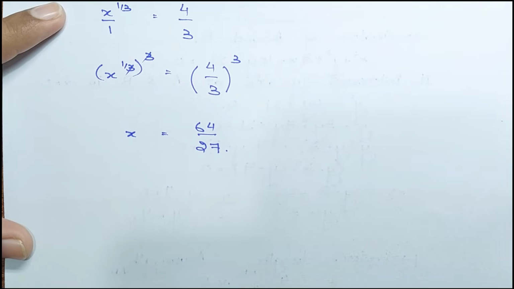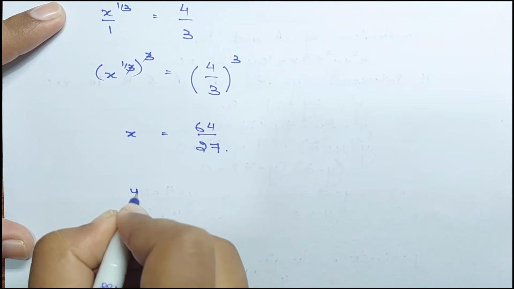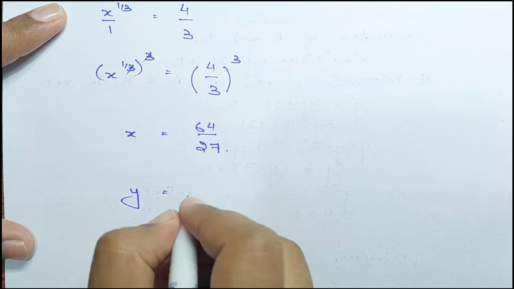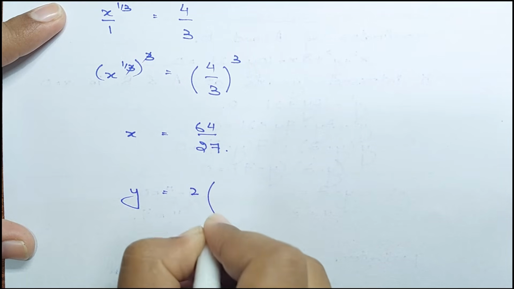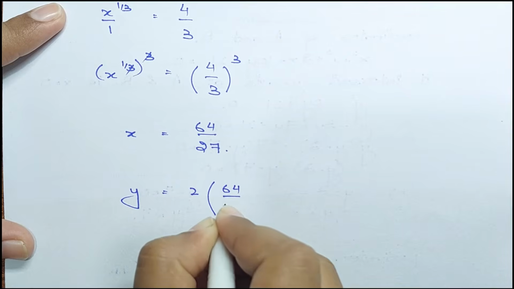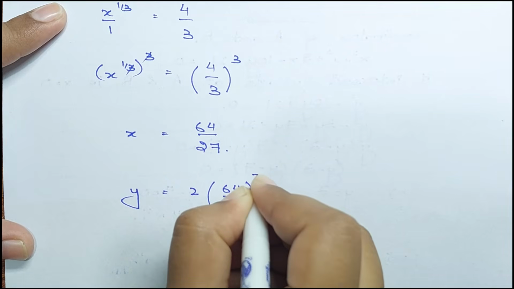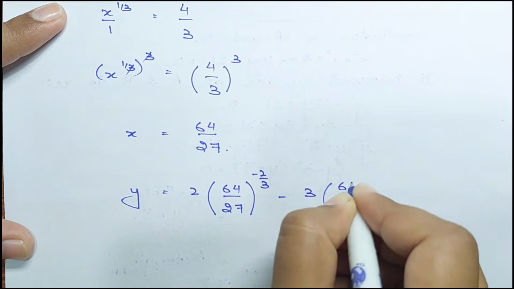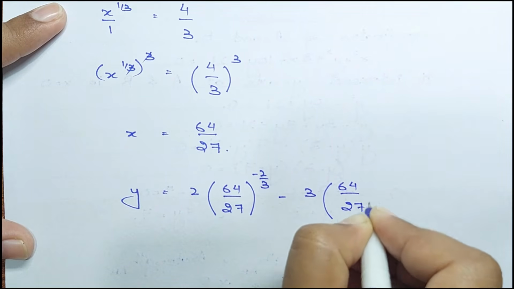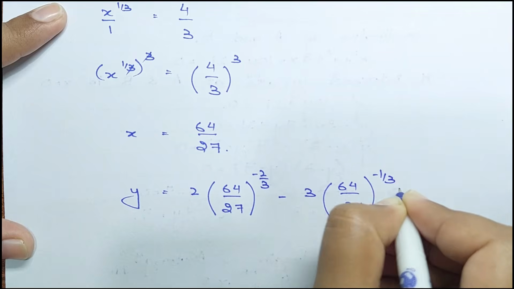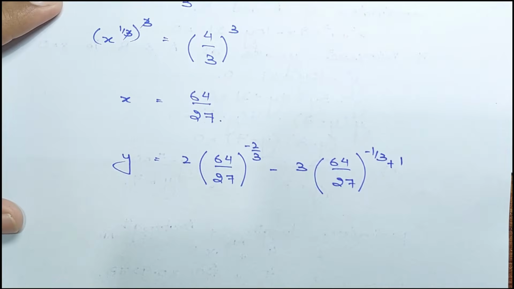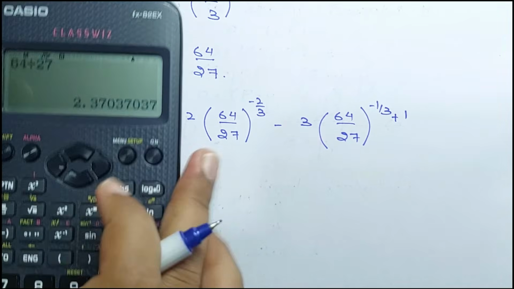So now find out the y coordinate. So what is the y coordinate? We have to substitute x into the equation to get the y. So 2 times 64 over 27 to the power minus 2 by 3, minus 3 times 64 over 27 to the power of minus 1 by 3, and plus 1. I substitute this into the equation of curve, right? Okay, let me simplify this.